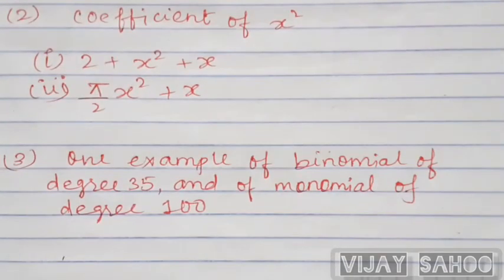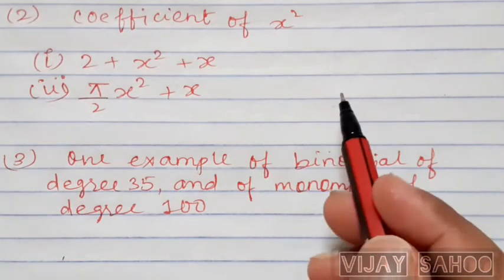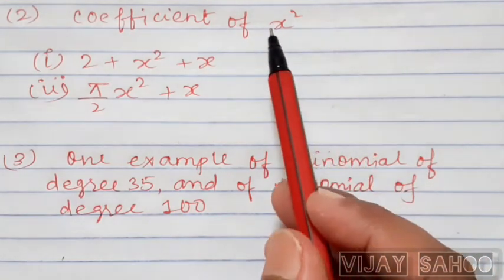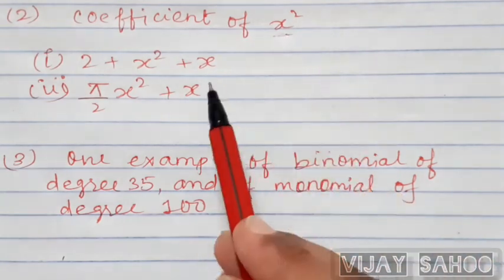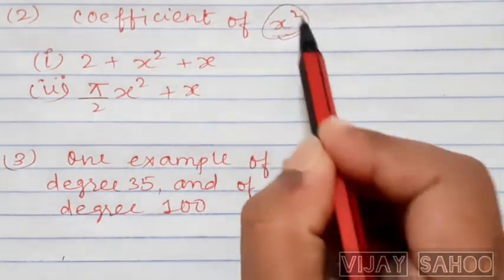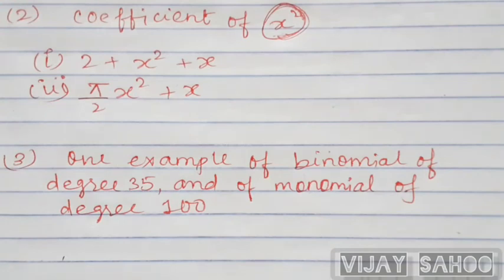Now to move towards the second one, in this we have to write the coefficient of x square. Now first of all coefficient क्या होता है, so whatever number is associated with the variable we'll consider it as a coefficient. In this question we have to check the coefficient of x square. So while writing the coefficient, always write it along with its sign.